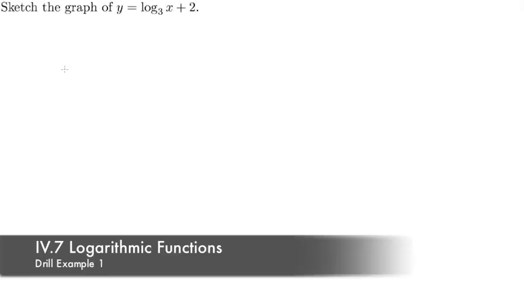Okay, so we're asked to sketch the graph of y equals log base 3 of x plus 2. So the very first thing to do is to focus on the base logarithm here. Notice that we have a base bigger than 1. So we know then that the base graph is going to look like this. Remember, we're always going to have a vertical asymptote along the y-axis. If the base is bigger than 1, we're going to be going down for the vertical asymptote. If it's between 0 and 1, we'll be going up. So in this case, our graph looks like this.